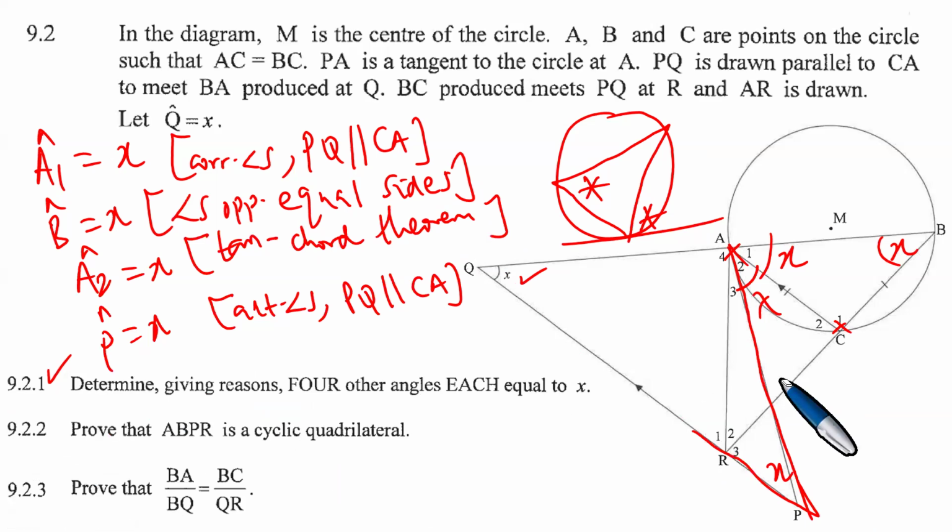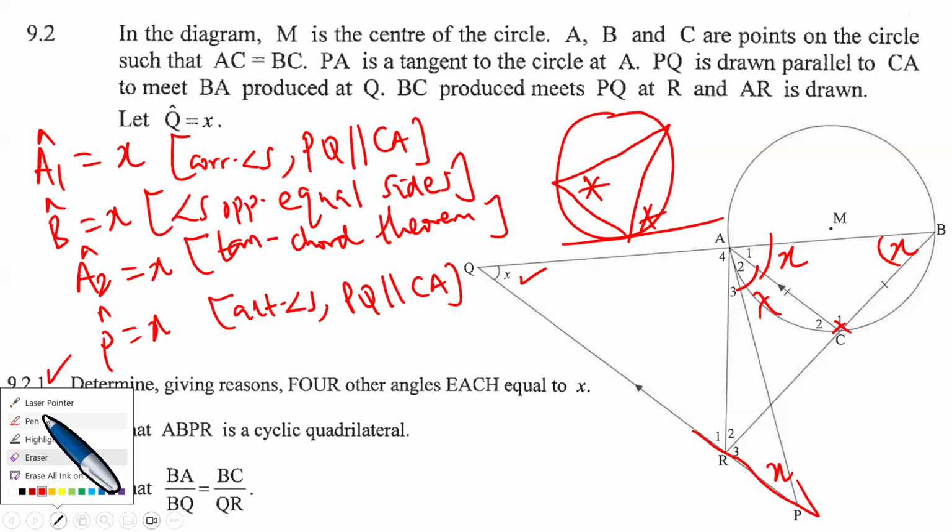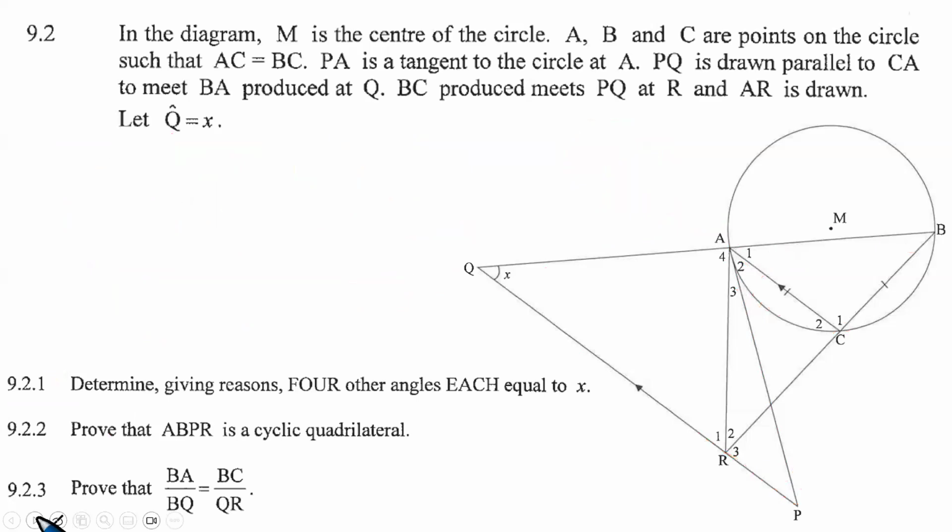Right, we're good. So we have populated this diagram with a lot of X, X, X, X. One, two, three, four. We found the four angles, which means that we found X, X, X, X. Okay. If this is true, then prove that ABPR is a cyclic quadrilateral.